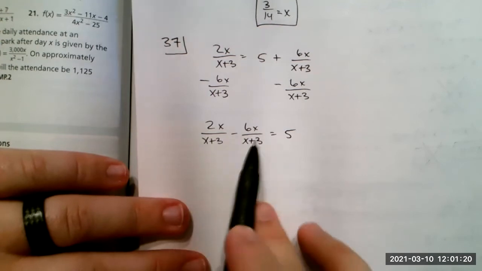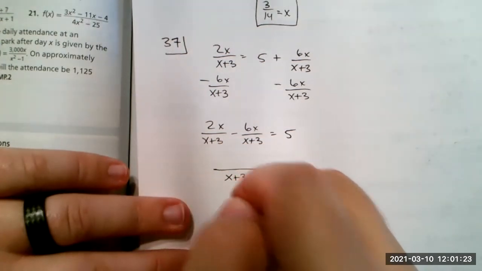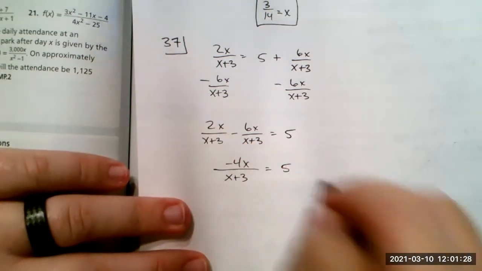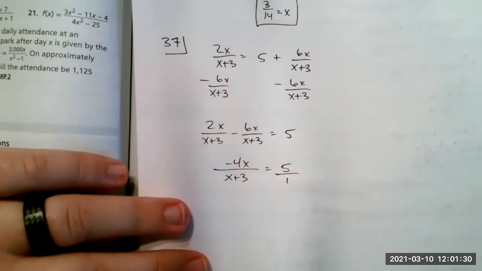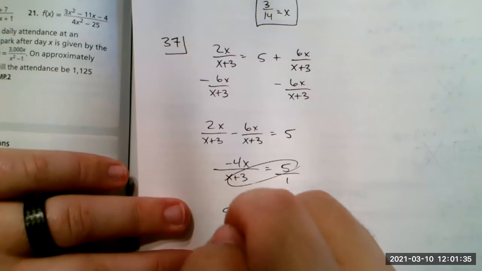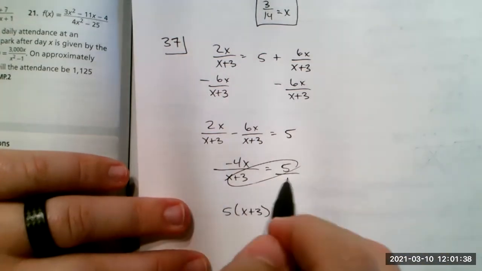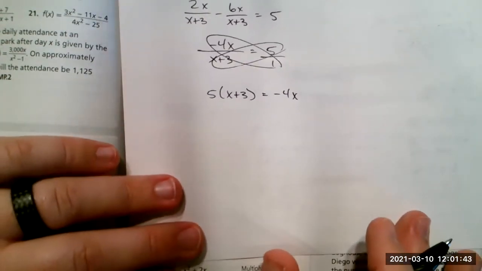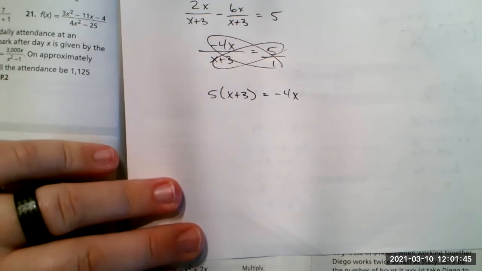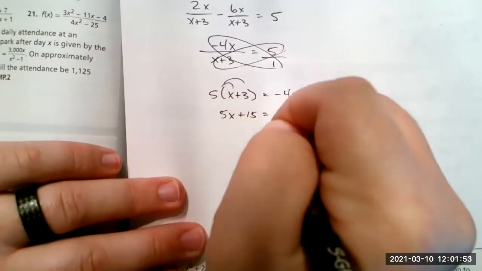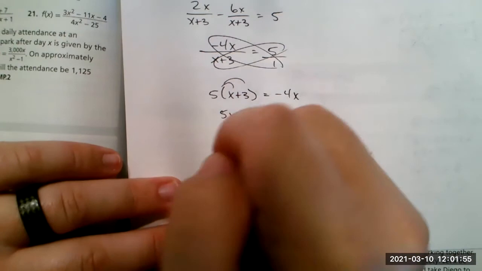So on the left, we have two common denominators. So if I subtract them, 2x minus 6x is negative 4x. I've got two fractions, one on each side, so I can do that cross multiplication. So 5 times x plus 3 equals negative 4x times 1, which is just negative 4x. Now distribute, combine like terms, solve for x. So if I distribute my 5, I'll have 5x plus 15 equals negative 4x.